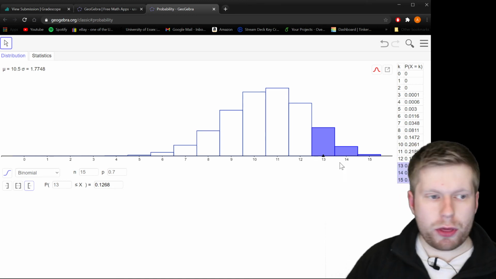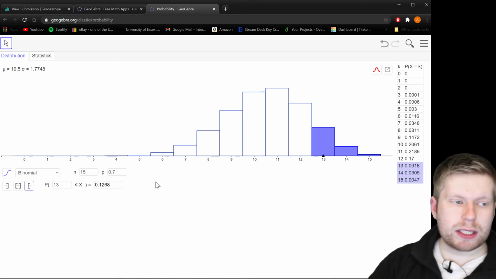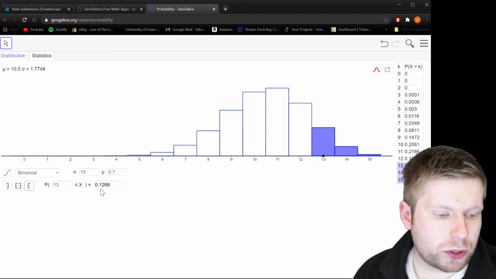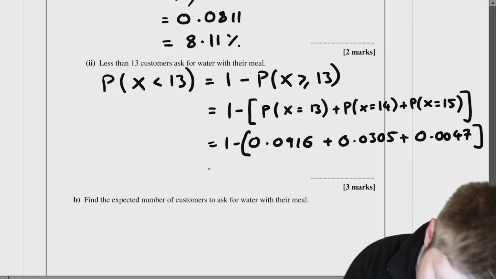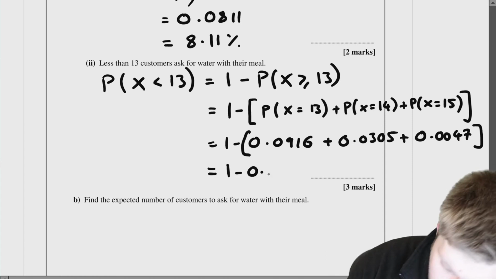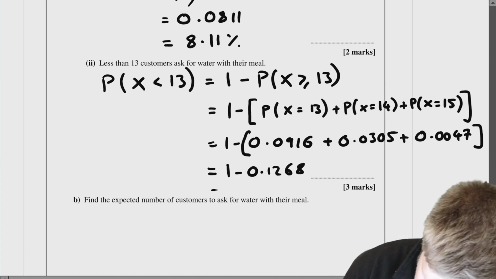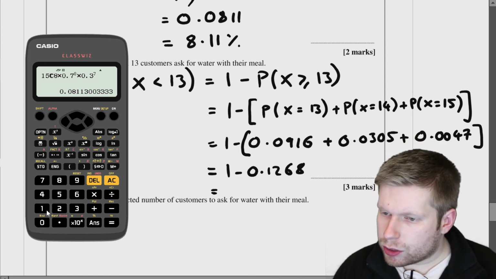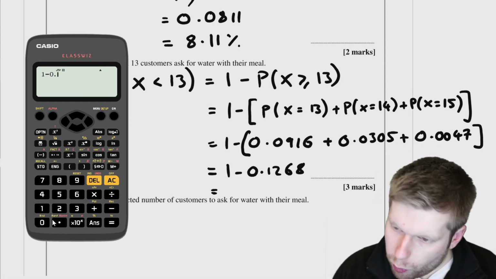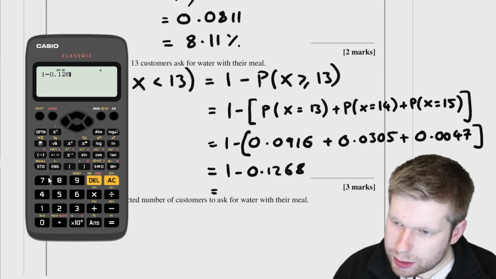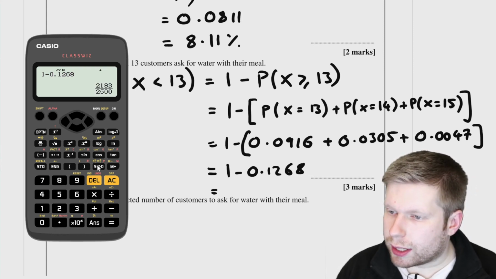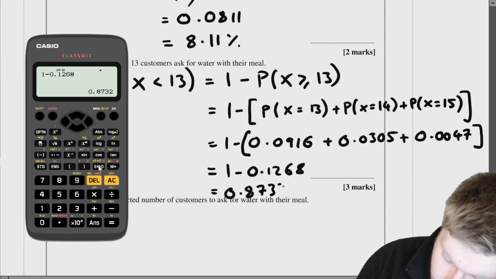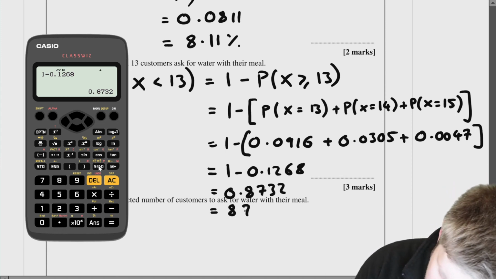And you notice it just brings up 13, 14 and 15, and highlights the probabilities I want. It'll tell me if you add those probabilities together, it's going to be 0.1268. Okay, so this is going to be 1 minus 0.1268. Let's bring up my calculator to do that to make sure we're proper. So 1 minus 0.1268. If I hit equals, I get myself 0.8732. So that might be a slightly quicker way just to check it.